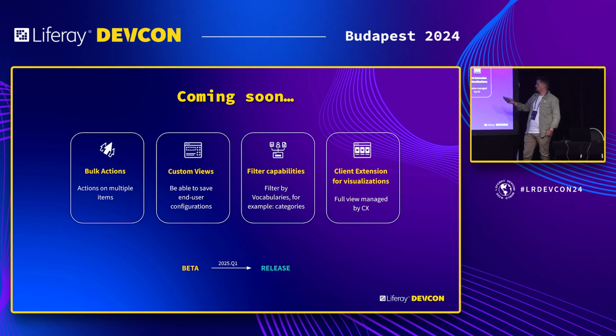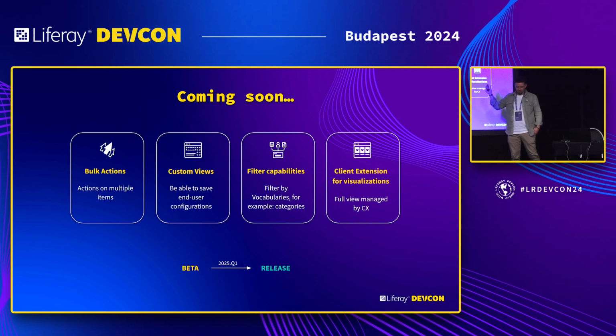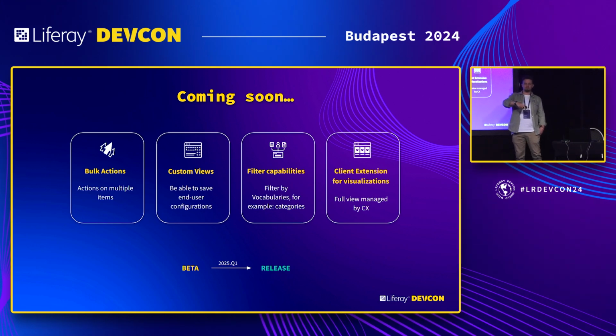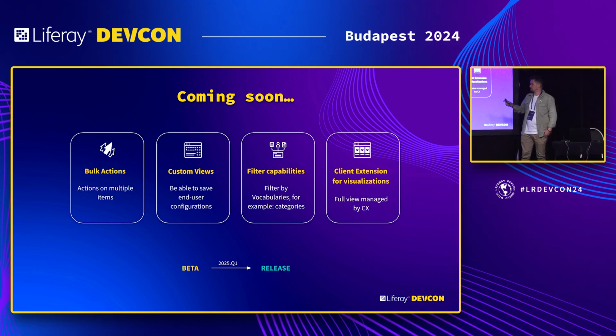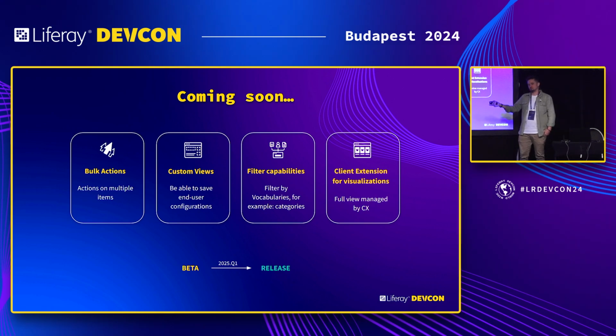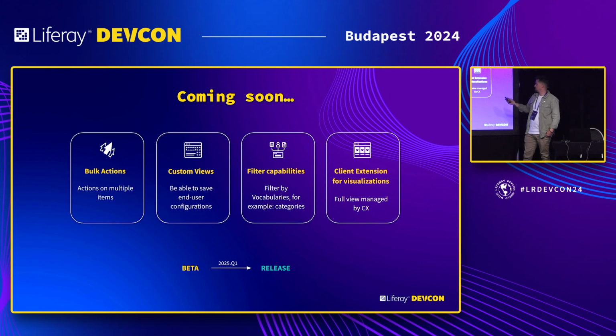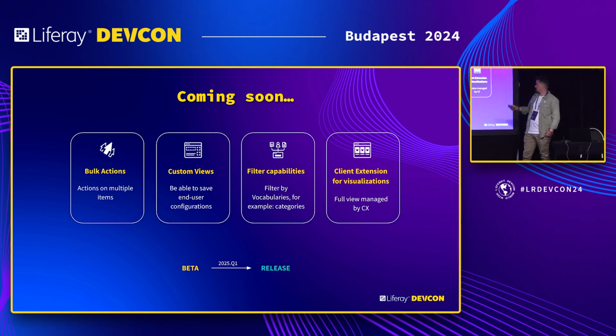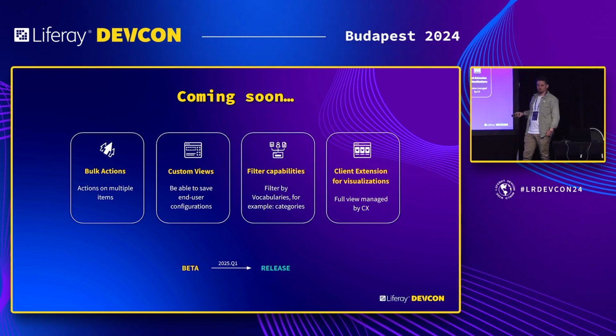Also, we will be working in custom views. Imagine that you are seeing that view about the products and you filter something, sorting something, you hide some column, and then you want to save that view as an end user for later or to share it. That's custom views. Also, we will be working in filter capabilities, expanding the source. We have pick list and API REST application, but we will try to incorporate vocabularies, for example, categories.